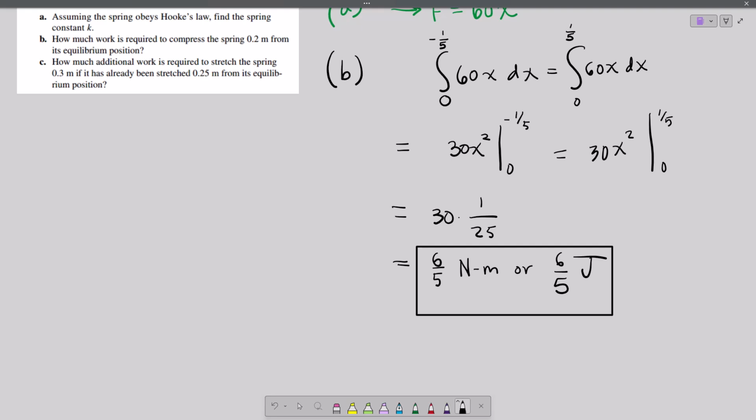Any questions on that idea? You're like, yeah, let's integrate linear functions. Let's do that all day. Integrating linear functions.